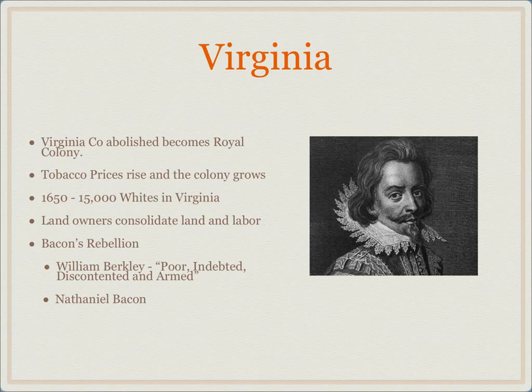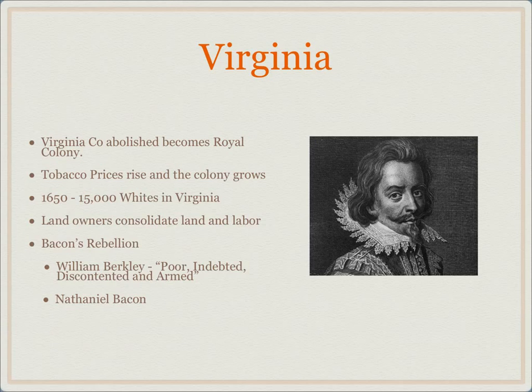Okay? So, when we get to Bacon's Rebellion, William Berkeley is the governor of Virginia, and he referred to the mass of people as poor, indebted, discontented, and armed. All right? And Nathaniel Bacon sometimes gets lauded as a sort of freedom fighter. But in actuality, he was a kind of pretentious rich guy that was kind of looking for problems. And he had this sort of crazy hate for Native Americans, and he wanted to kill all the Native Americans.